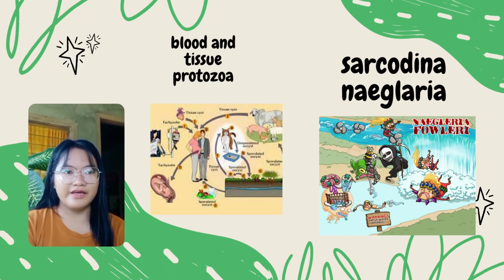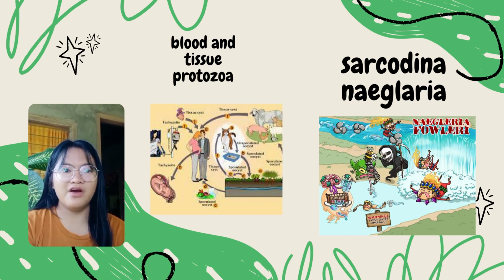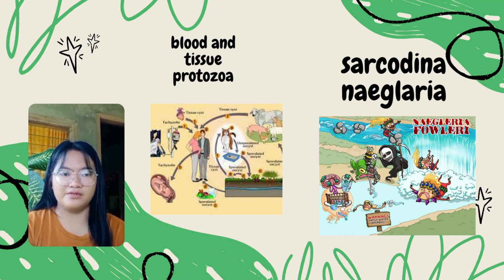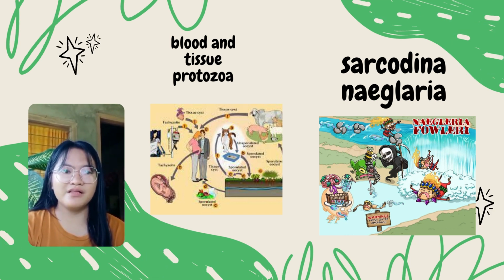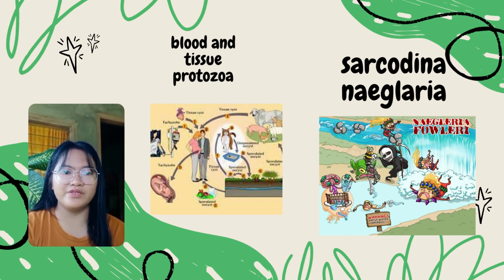Subphylum Sarcodina, Naegleria fowleri. Important properties and life cycle. A free-living protozoan found worldwide in soil and contaminated water environments. It survives in thermal spring water. Naegleria fowleri is the only amoeba with three forms. Number 1, trophozoite: exhibits typical amoeboid, slug-like movements. The amoeboid trophozoite is the only form known in humans.